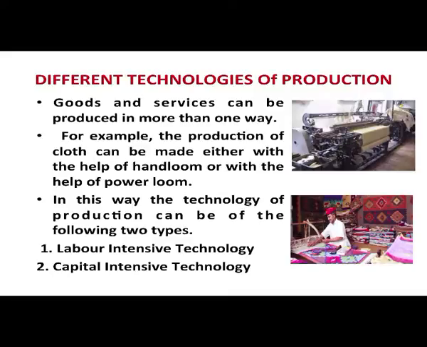Goods and services can be produced in more than one way. For example, the production of cloth can be made either with the help of a hand loom or with the help of a power loom. The first one, that is the hand loom, is a labor intensive technology of production and the second one, which is the power loom, is a capital intensive technology of production.